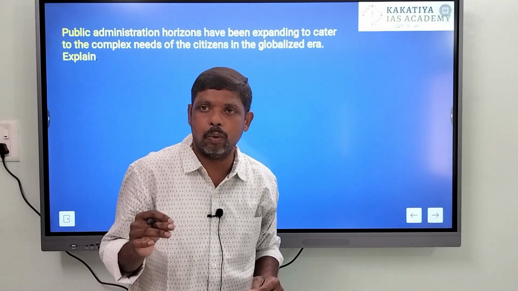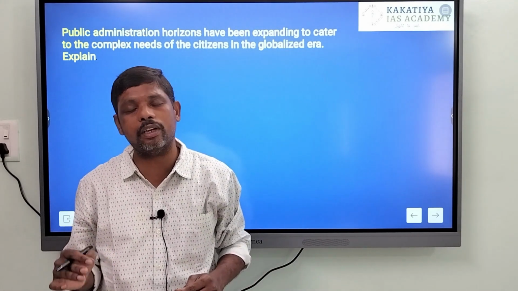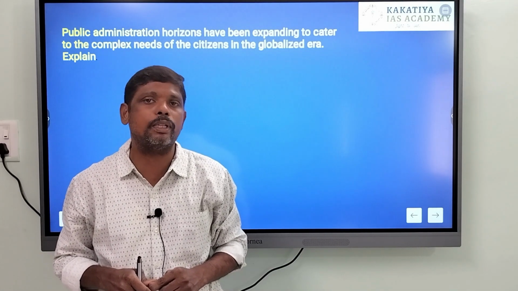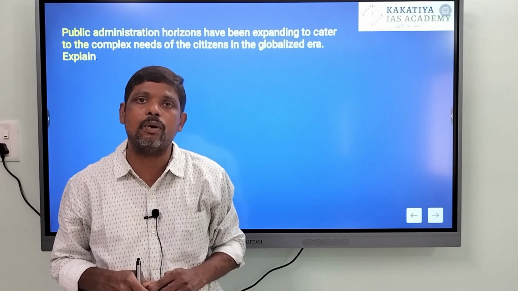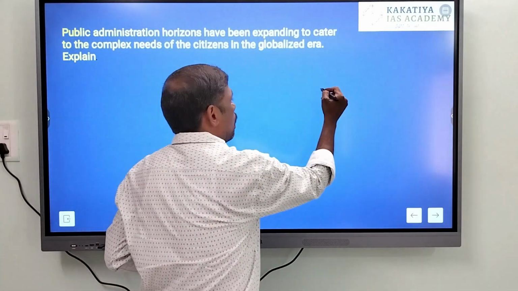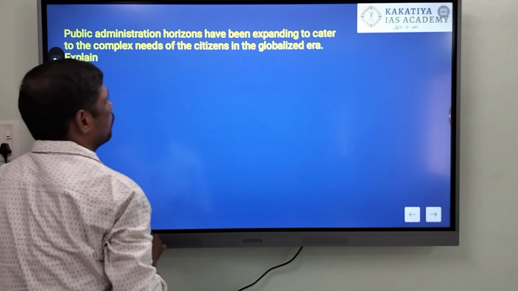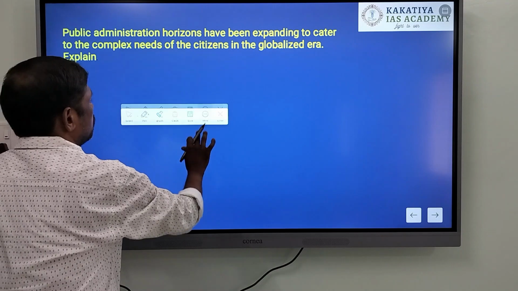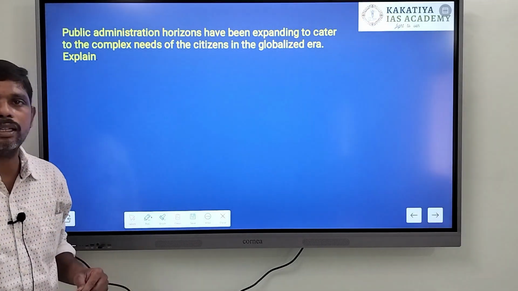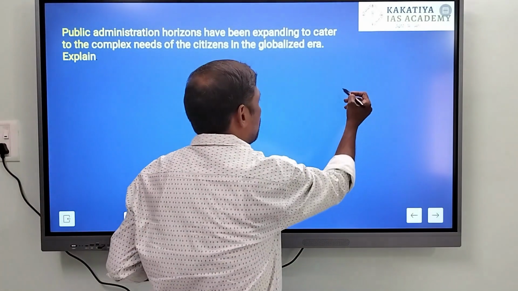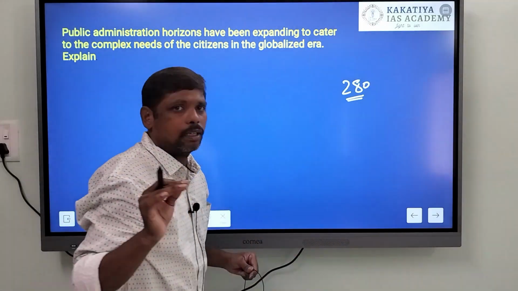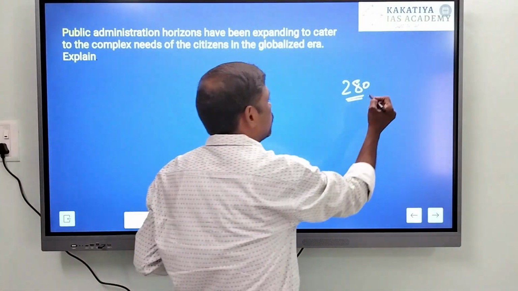Most of the candidates who are taking public administration as an optional for the UPSC mains exam find it difficult to improve their marks, particularly beyond 280 marks. That is, how to score 280 marks in public administration. So I'll try to explain how to increase marks in public administration and score around 280. Our target is to get 280 plus marks.